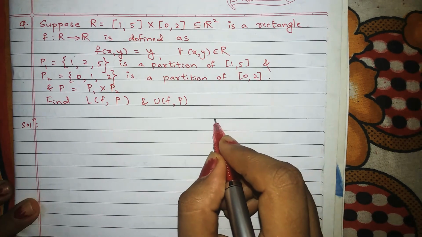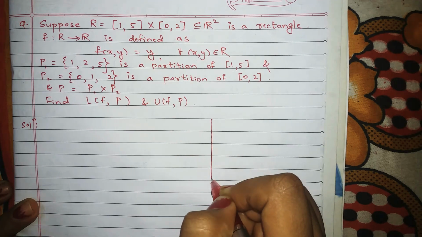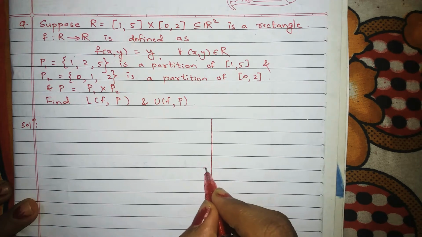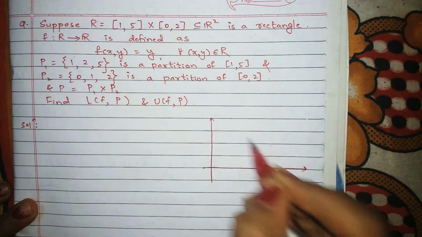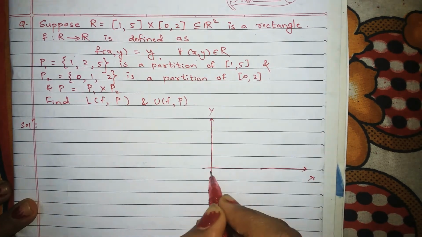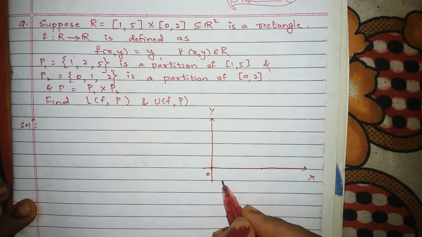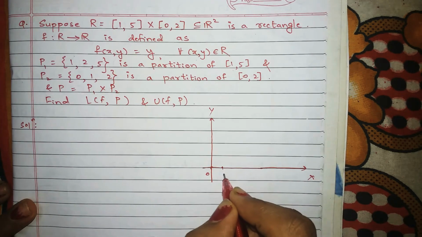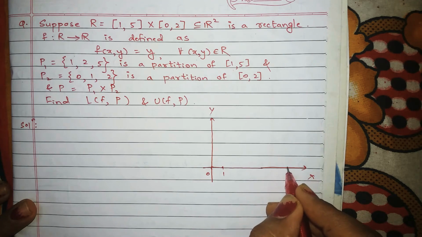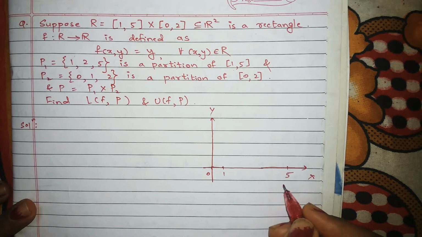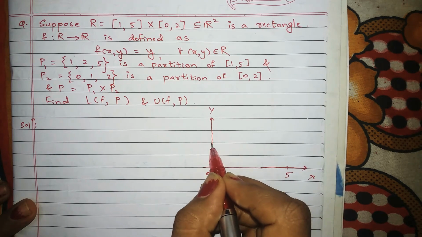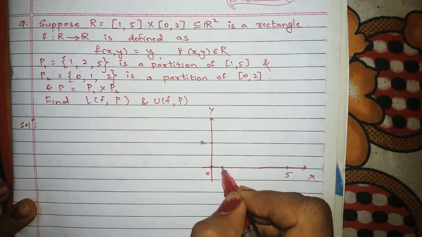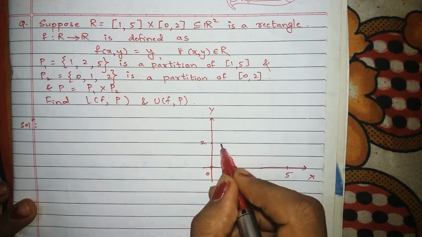First draw this rectangle. On x-axis it is 1 comma 5 and on y-axis it is 0 comma 2. So this is your rectangle R.